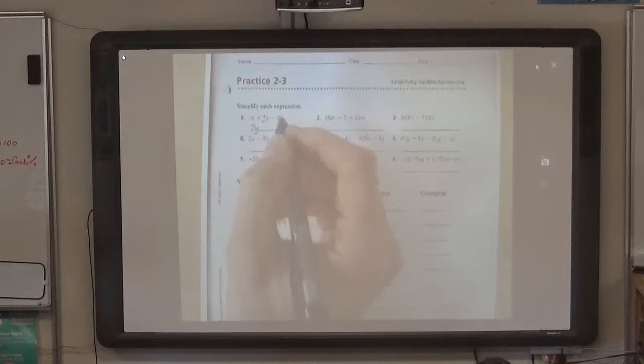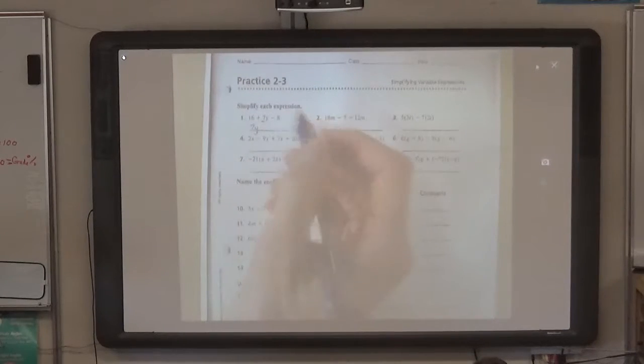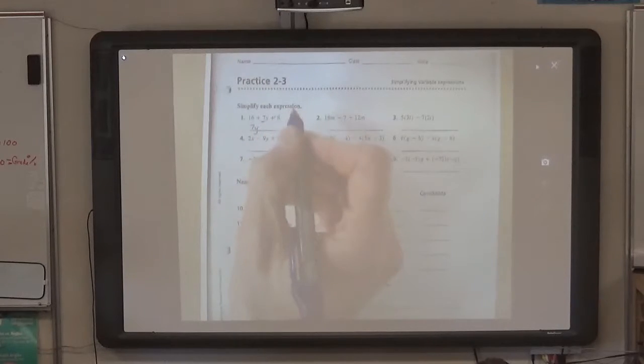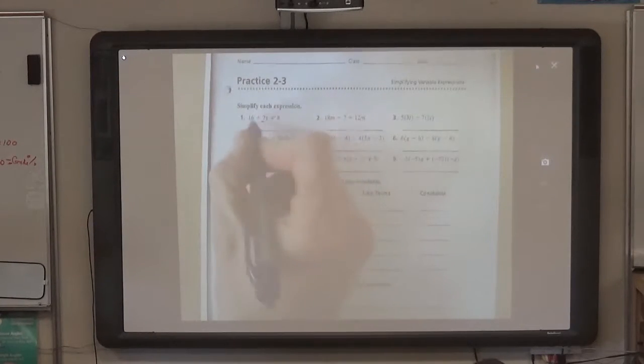What can we add? 16 and 8. Oh, except this is a negative 8. So it's 16 plus negative 8, which is 8. Yep.